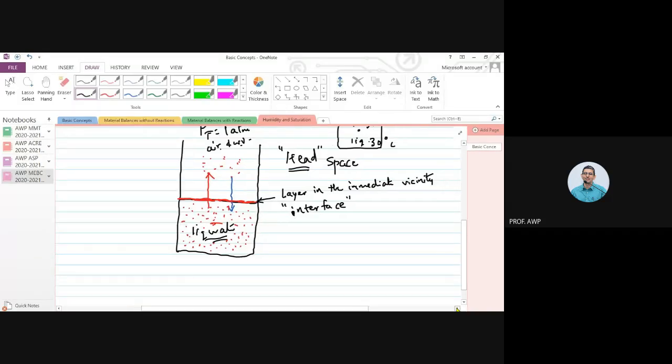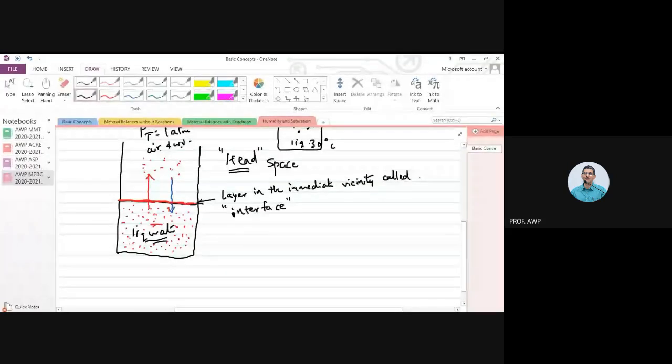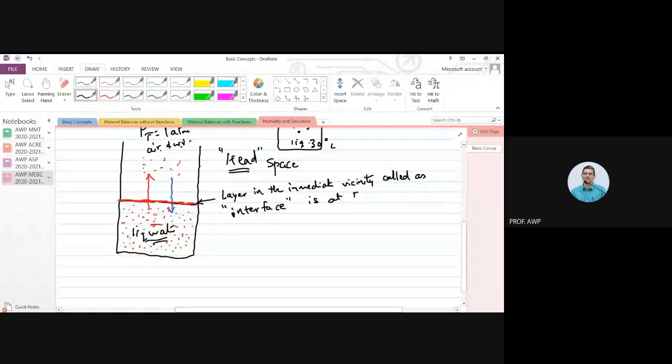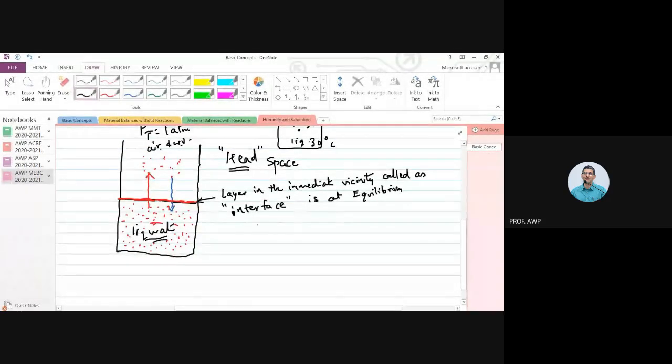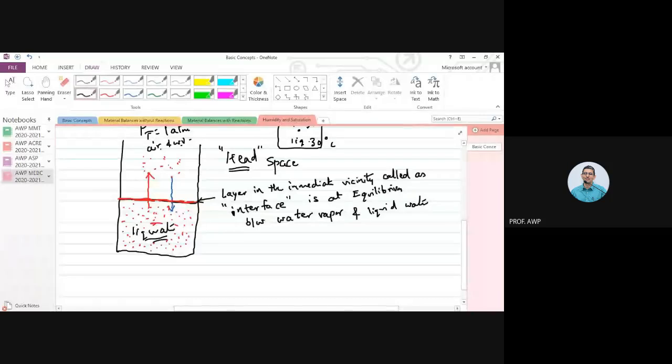Let me write that. Layer in the immediate vicinity, called as interface, is at equilibrium between the water vapor and liquid water. So the rest of the air that is there need not be at equilibrium, but the interface is always at equilibrium.